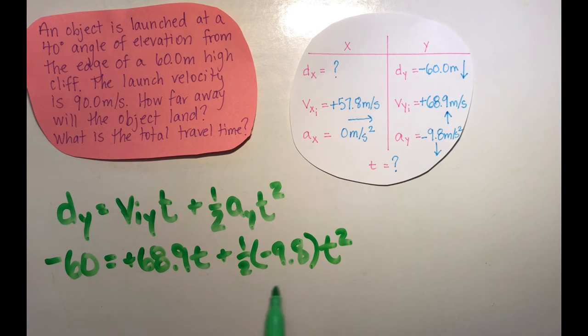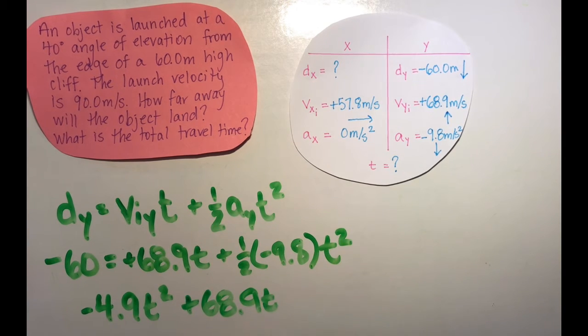And let's start with gravity, because that's the t squared part. 1/2 of minus 9.8 gives us minus 4.9 t squared. Our next part is going to have the t with it, so let's write down our plus 68.9 t. And let's bring this minus 60 over to the other side, which is going to make it a plus 60. And that's equal to 0. And this is where we have our quadratic set up.